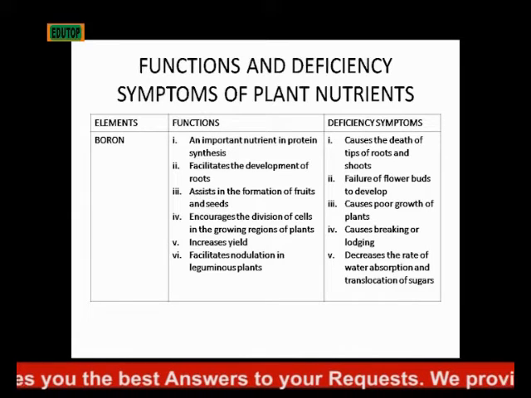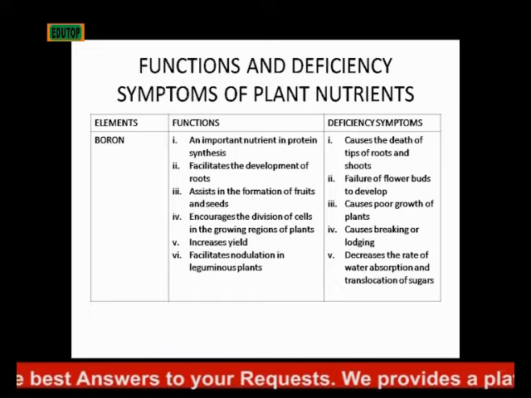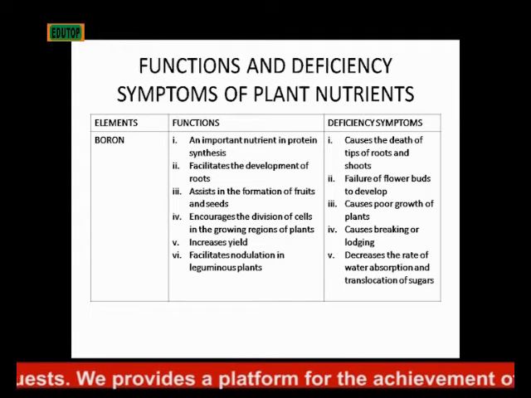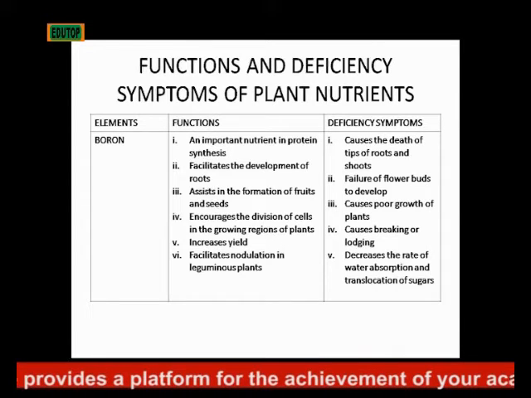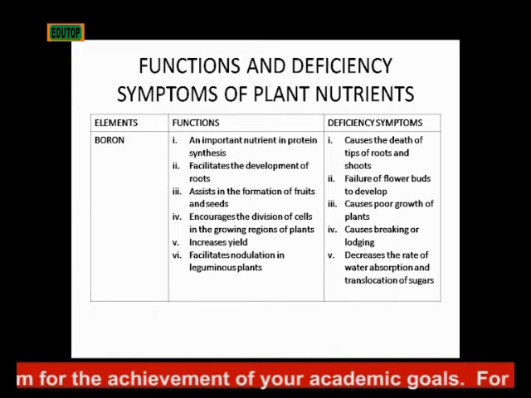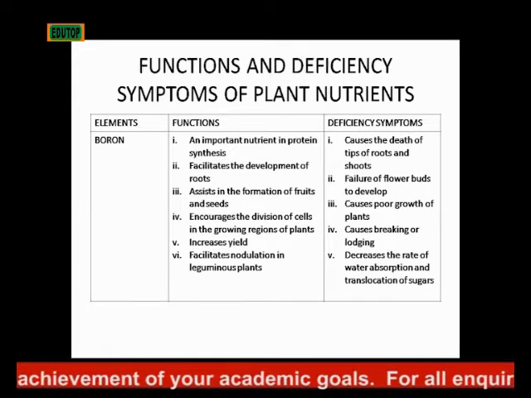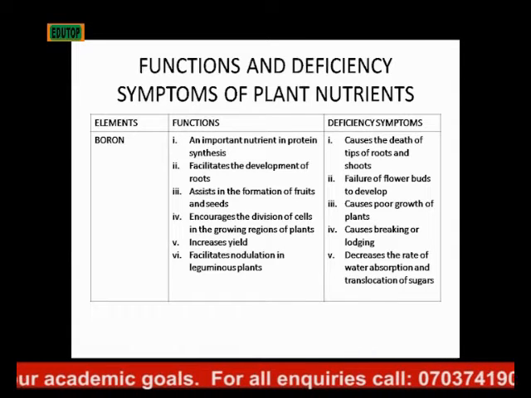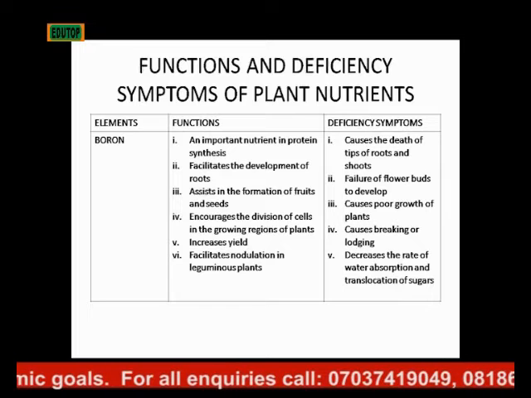The deficiency symptoms of boron include that it causes the death of tips of roots and shoots. Then the flower bud will fail to develop in a plant that lacks boron. Then it causes poor growth of plants. It causes breaking or lodging too. Then it decreases the rates of water absorption and translocation of sugar.